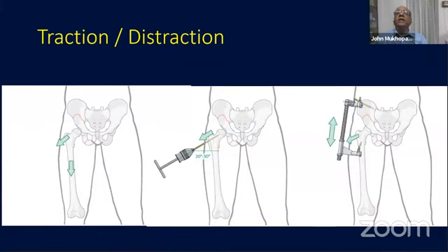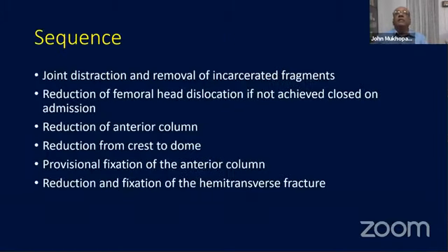You need to do that to make sure that your anterior column can fall back into place and you can fix that. Distraction helps, otherwise you use manual traction. And the sequence of reduction would be first joint distraction, and if you can look into the joint and find any small fragments, you can try to remove them. And this is through the fracture lines.